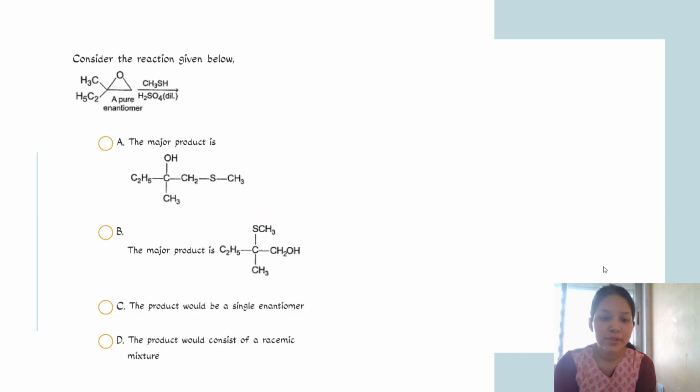Okay, so let us move to the next question. Consider the reaction given below, where you are treating this enantiomerically pure epoxide with this thiol in acidic condition. So you have to find out what is the major product formed in the reaction. Also, you have to find out whether a single enantiomer is formed or a racemic mixture of the product is obtained. Out of these four options, two options will be correct this time. One will be the major product formed, and also you have to comment on the stereochemistry of the product obtained, whether a single enantiomer or a racemic mixture is obtained.